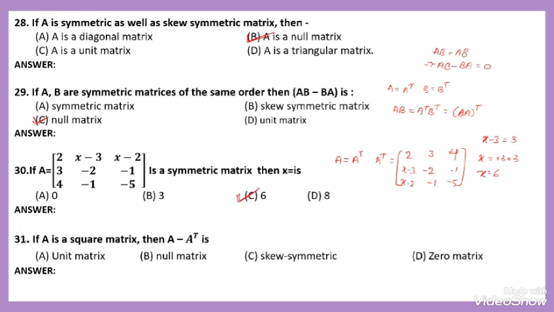The question number 13. If A is a square matrix, then A minus A transpose should be a null matrix. Up to this much, the multiple choice questions of matrices should be covered.